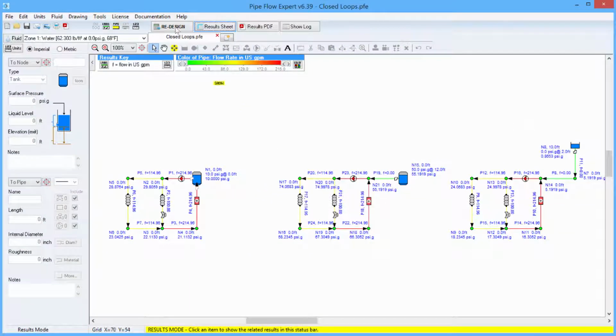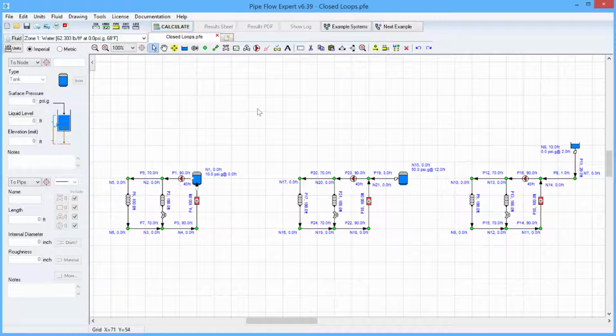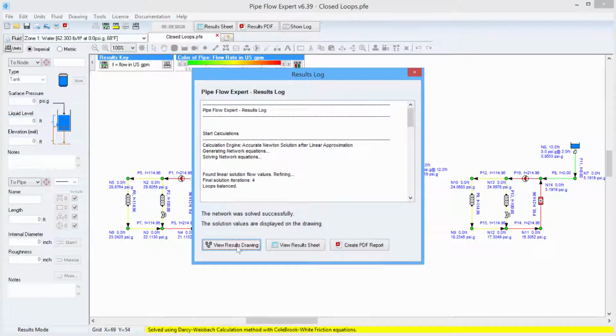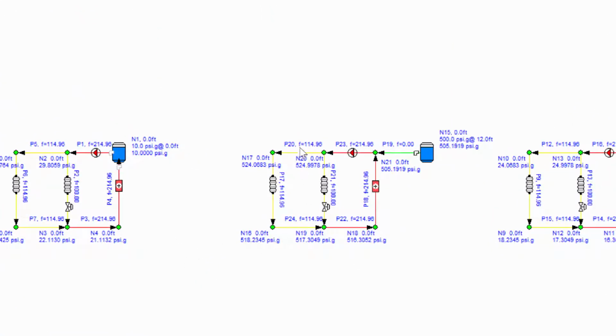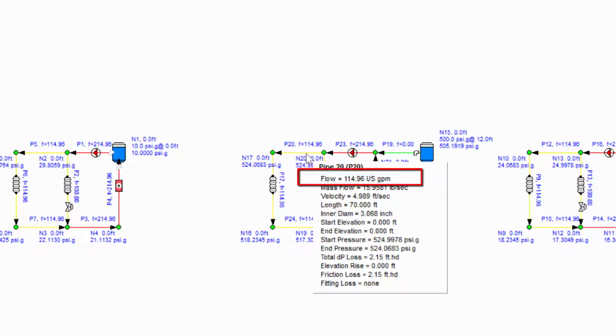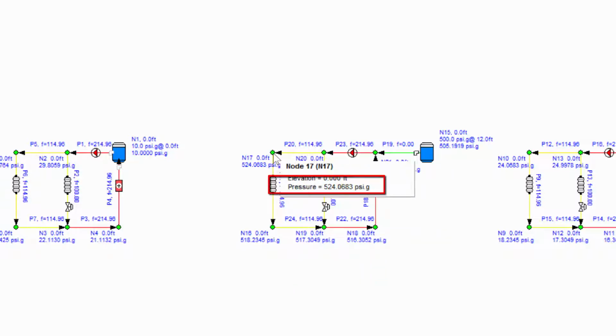To illustrate the effect on flow rate of increasing the pressure, in other words, that there will be no increase in flow rate if we increase the pressure of the source tank, let's increase this surface pressure of the tank to, let's say, 500 psi gauge. Calculate the system again, view the results drawing, and we can see the flow rate has remained the same, 114.96 US gallons per minute. However, the node pressures in the system have increased.